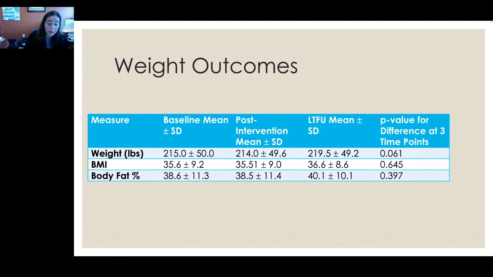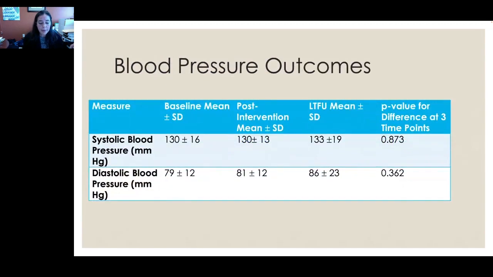So looking at weight, there were no significant changes in weight seen over time, but the results were trending towards significance. And if you'll notice, the standard deviations are pretty large. So there was a lot of variation in weight, but it still stayed pretty consistent across the study. And there was no change across time for BMI or body fat percent. There was no change seen in blood pressure over time either.